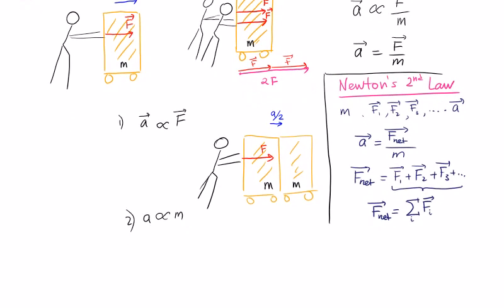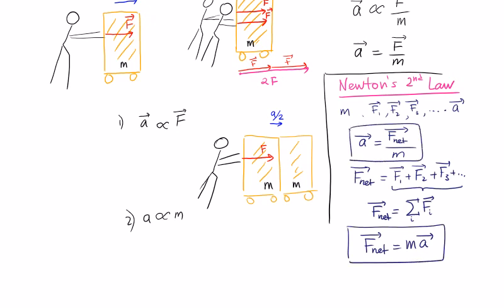Sometimes Newton's second law is written in a different form as F net equals mass times acceleration. And let's remember that the acceleration vector points in the same direction as the net force vector does.